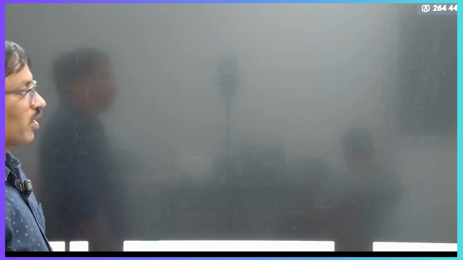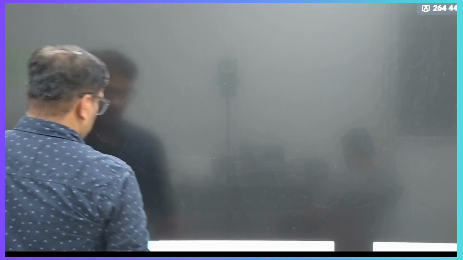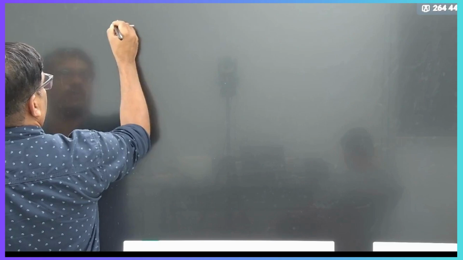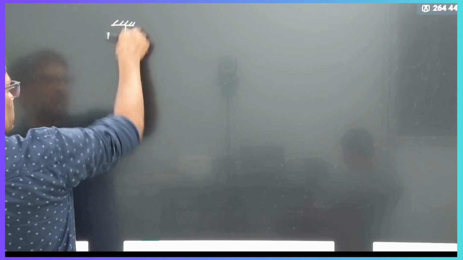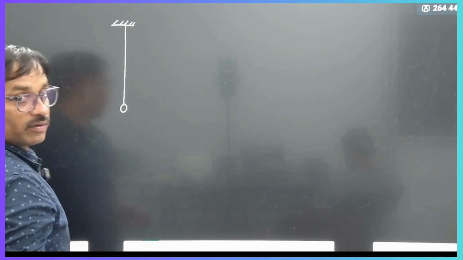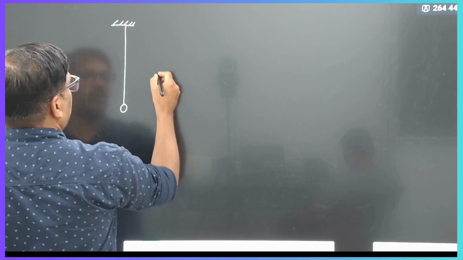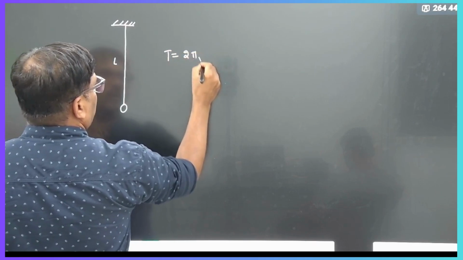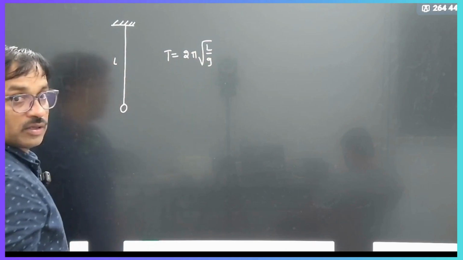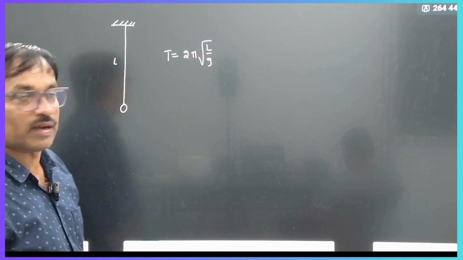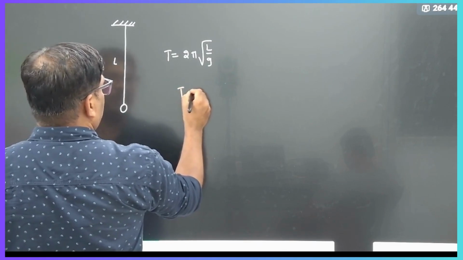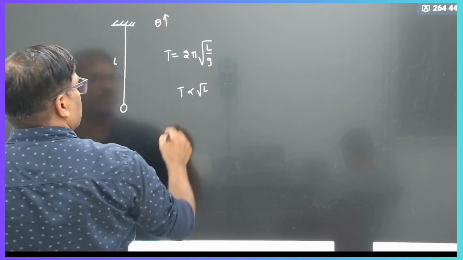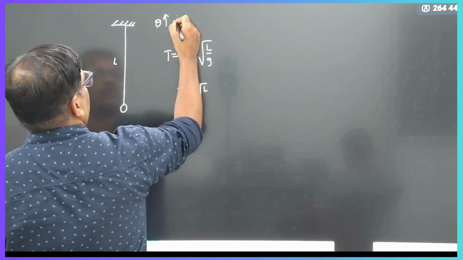Observe clearly, these are the most important applications. Let us take a simple pendulum. The string is made of metal and has length L. What will be the time period? The time period is 2 pi into square root of L by g. So the time period depends on the square root of L. When the temperature increases, what will happen? The length will increase.